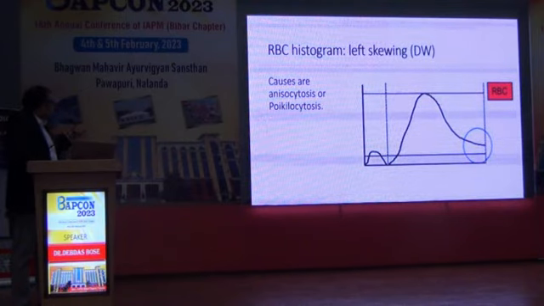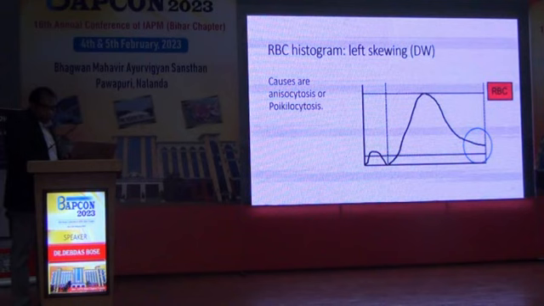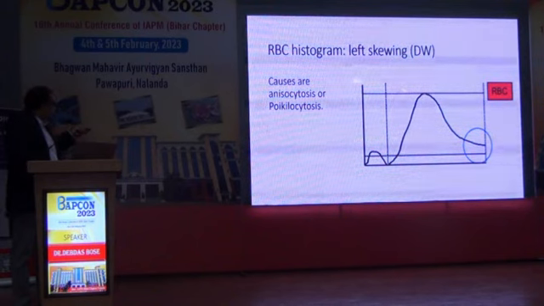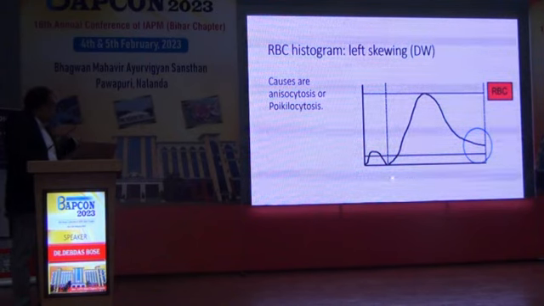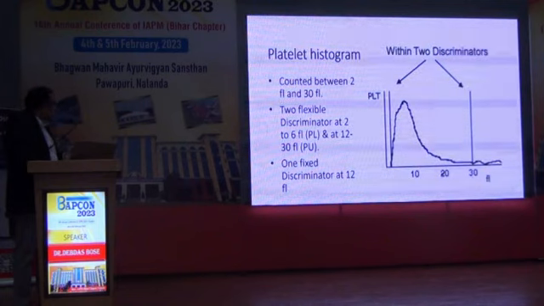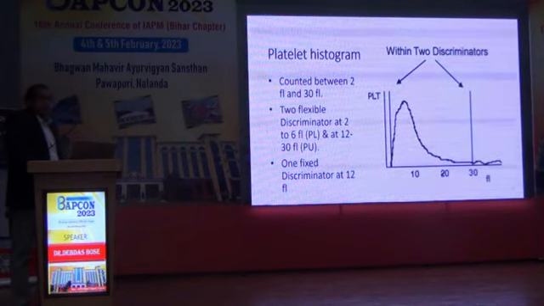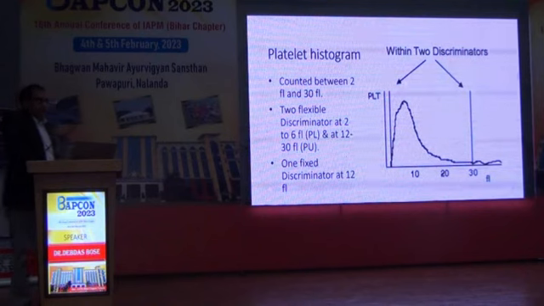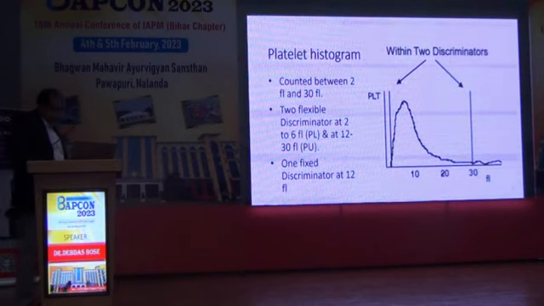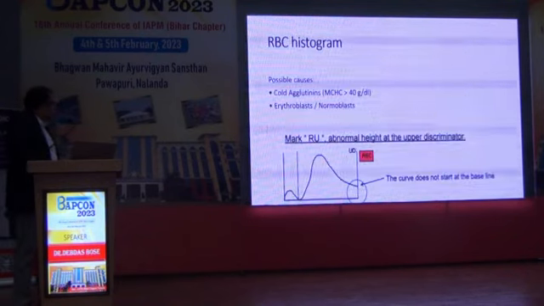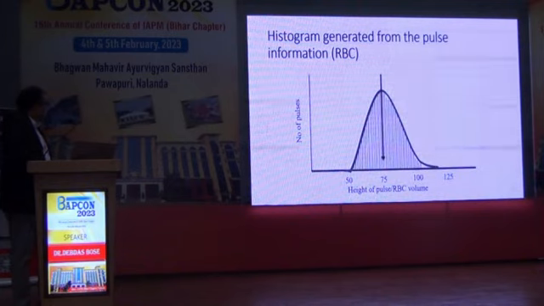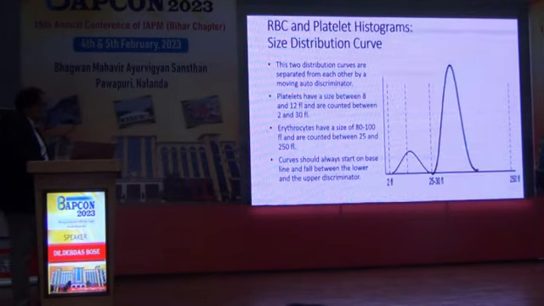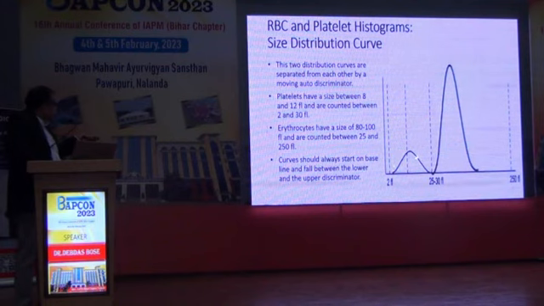So then you go to the RBC curve also. We have already discussed it. This RBC curve is not touching the baseline, and now we come to the platelet histogram. Okay, so we have seen the platelet histogram. This is our first histogram. So this is your platelet histogram.